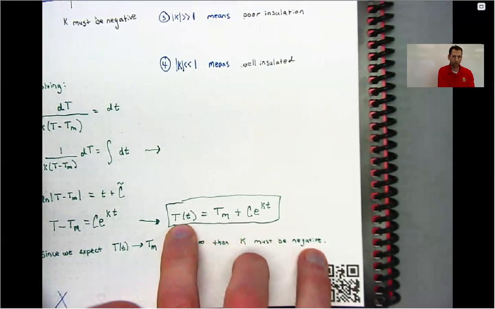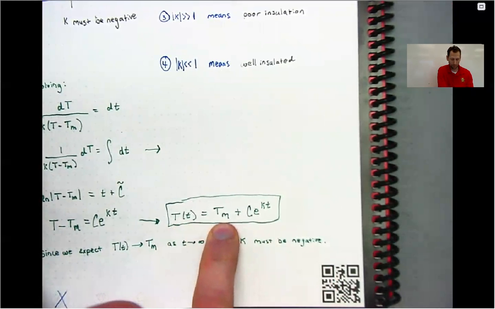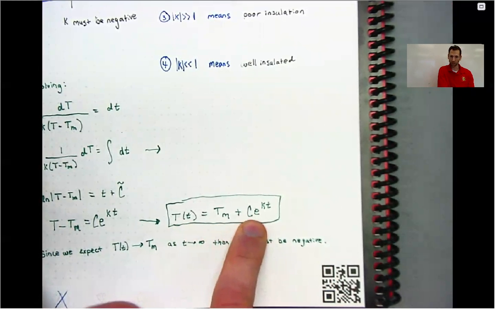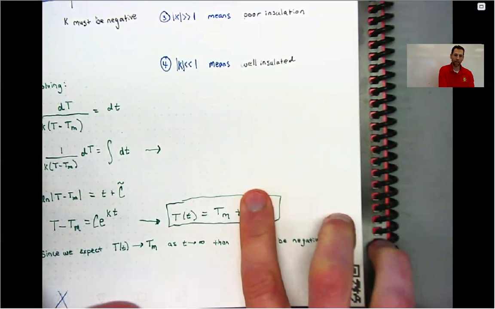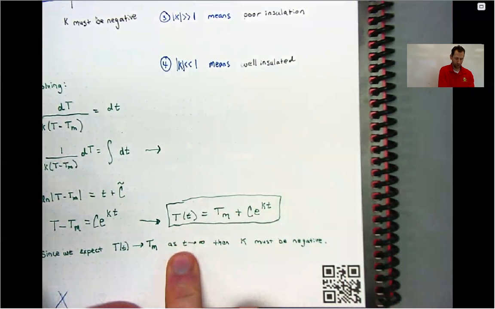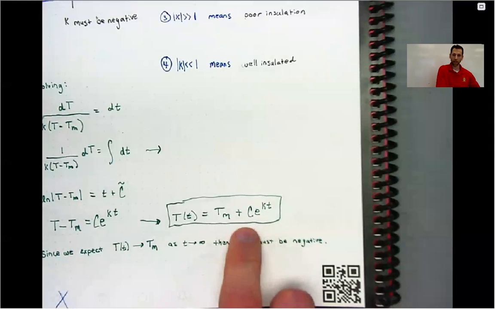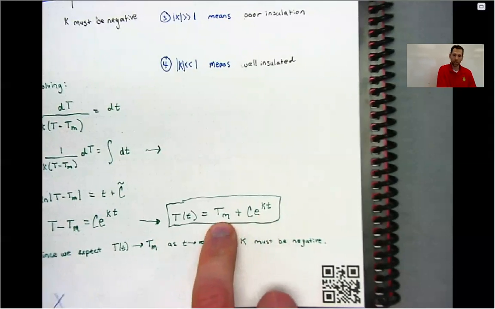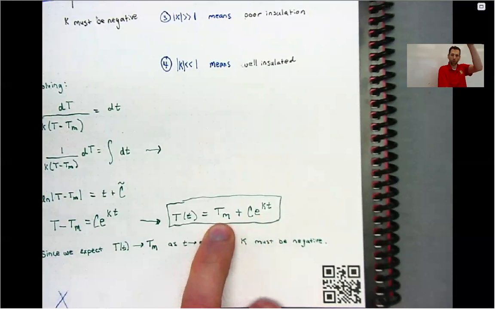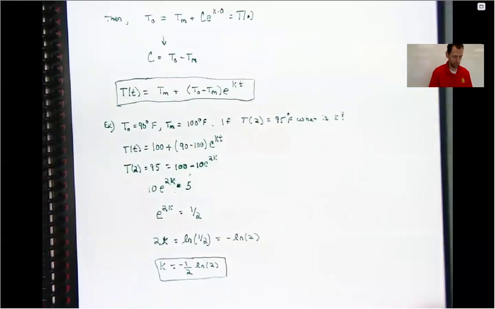So the temperature of your object is going to equal our room temperature plus some exponential growth or decay term. We already said K is negative, so this term eventually goes to 0 in the limit as t goes to infinity. So either it warms exponentially, or it cools on pace, depending on whether I'm warming up to Tm or cooling down to Tm. Okay, let's look at an example of this.